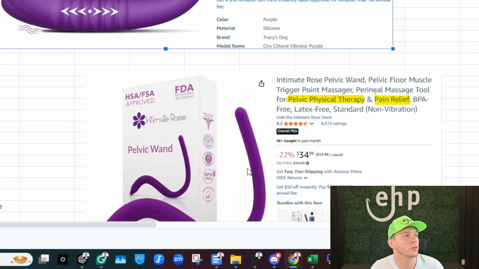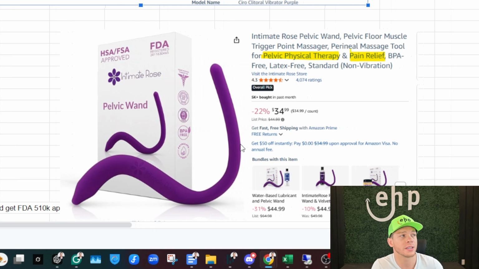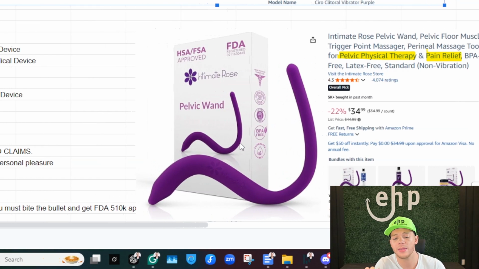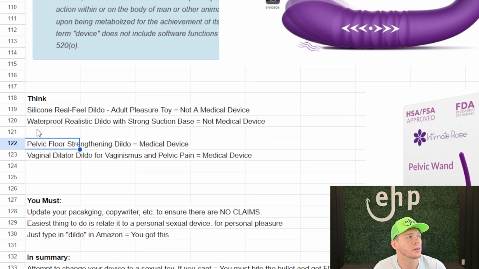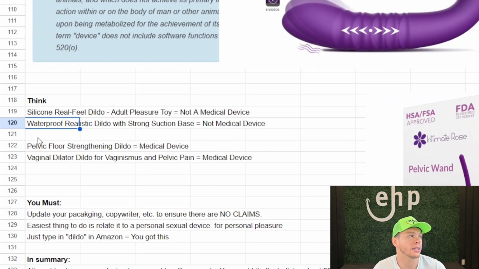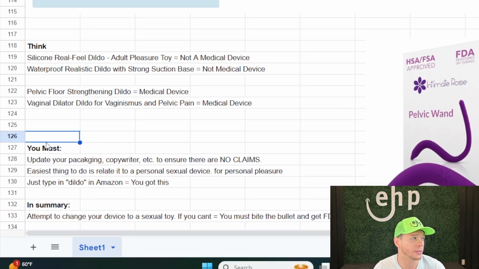Now, this one is almost the same, but instead, this one does need FDA 510K. It's considered a medical device because they put for pain relief. You put for pain relief, it's going to be a medical device by Amazon, right? They also put pelvic physical therapy for your pelvic floor. Right. So again, this one does have FDA 510K, but something that small could make the difference. So pretty much, if you make your product more of a sexual adult pleasure personal toy, you'll be able to get away with selling it on Amazon without any medical approval. Now, it might be harder to sell the product, but you need to keep that in mind.